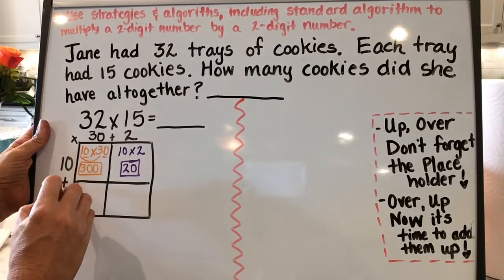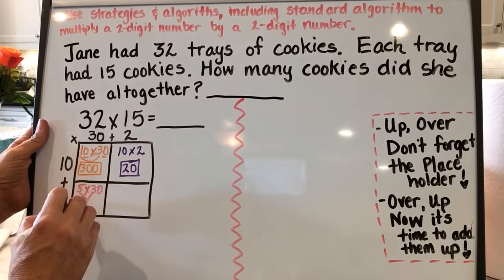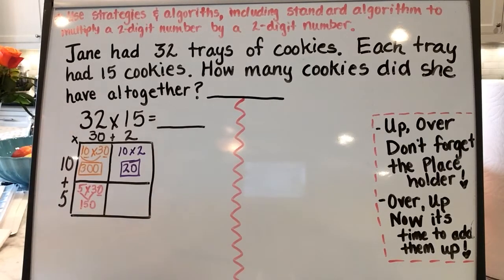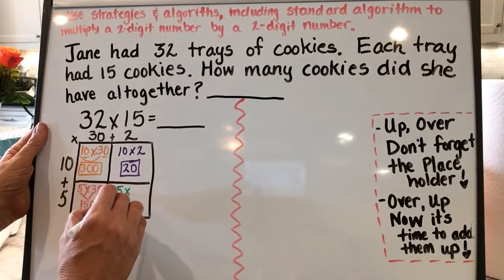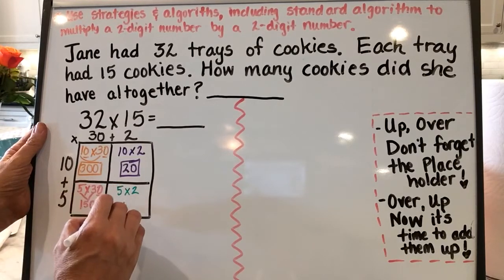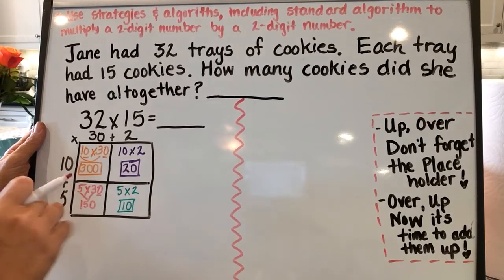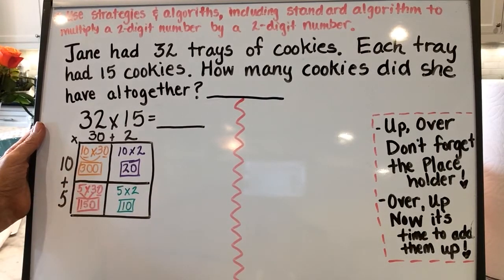So that would be 5 times 30. 5 times 3 is 15. I'm going to pop that 0, which gives me 150. And then lastly, I have a row of 5 times a column of 2. So 5 times 2 is 10. So there's my 4 partial products. It's very important to remember that I'm multiplying 4 times in this, because that's what we're going to do over on our standard algorithm.